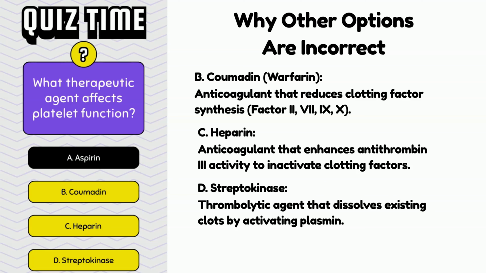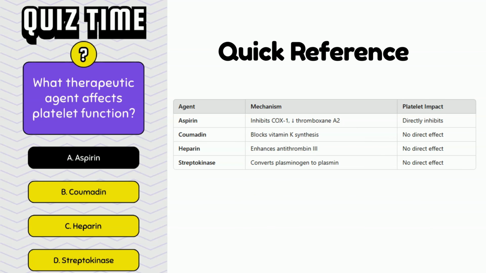D. Streptokinase. Streptokinase is a thrombolytic agent, which means it works to break down existing blood clots by converting plasminogen into plasmin, the enzyme that dissolves fibrin in clots. Streptokinase does not affect platelet function directly. Instead, it helps to dissolve clots that have already formed. Conclusion. Aspirin is the only agent listed that directly affects platelet function by preventing platelet aggregation, making it the correct choice.